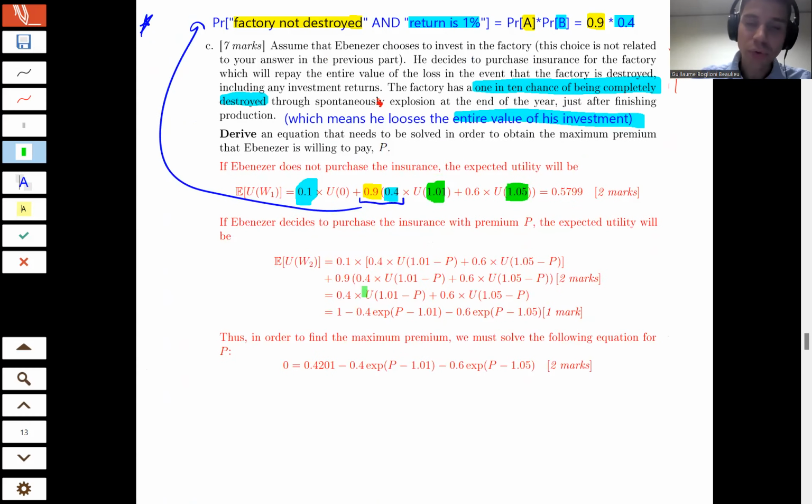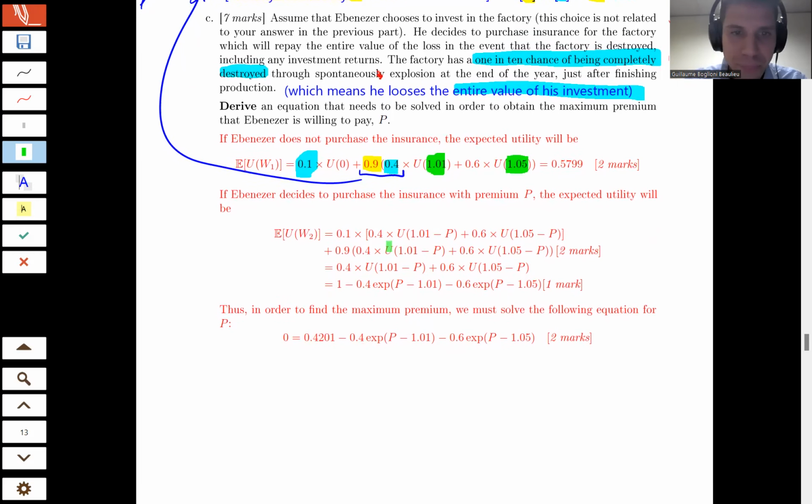Now, if he does buy insurance, then what happens? Well, he's going to pay the premium, and this is what we're trying to find. He's going to pay the premium, but then he's protected because in all cases, he's going to make a return. Careful, there's still uncertainty in that option because he pays a premium. The factory, if it is destroyed, is going to get reimbursed, but there's still uncertainty about how much the factory is making, you know, what's the return on the investment? So in this case, you would find the expected utility of the second option, with insurance.